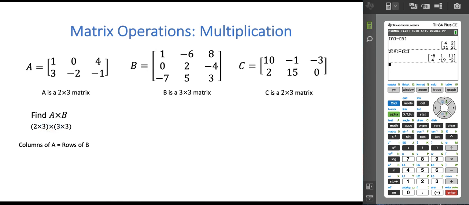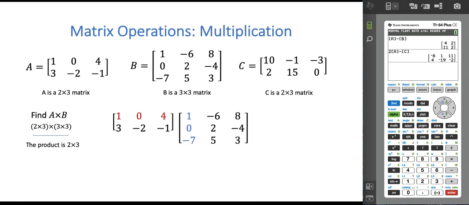So we know we have a 2 by 3 that's multiplying a 3 by 3, right? The product is going to be a 2 by 3. Let me show you how I know that. So once you know that the inner dimensions match, look at the outer dimensions. The number of rows by the number of columns is what your answer is going to look like. Now this process is a lot harder to explain in words than it is to just show you how to do it. But let's go through this.